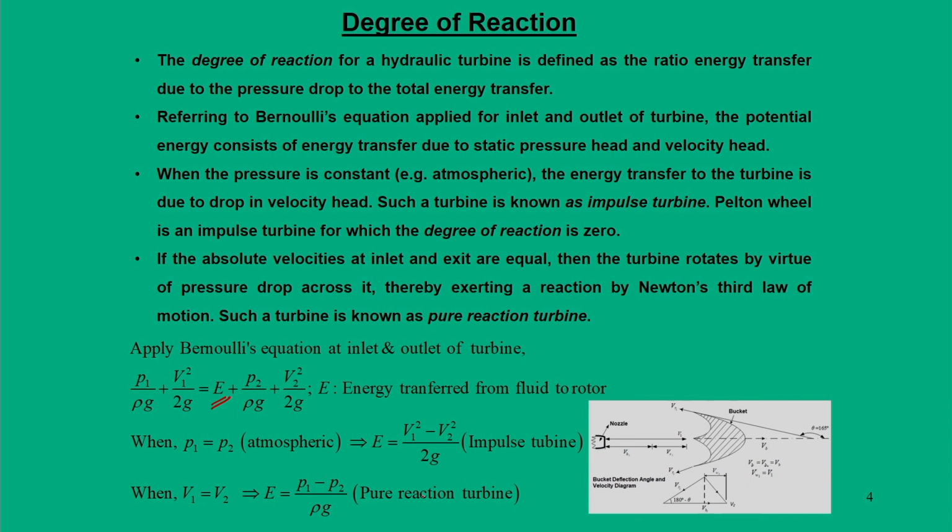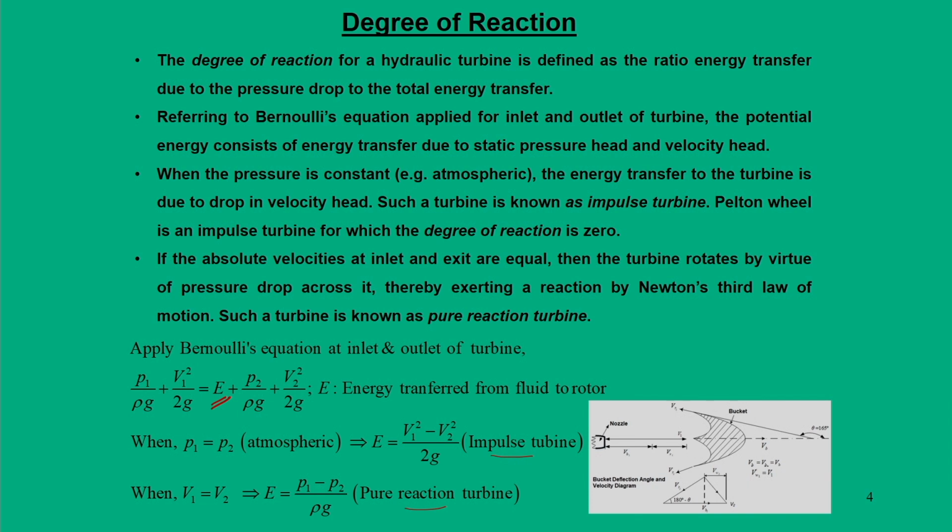Ideally this is called a pure reaction turbine, but in our basic structure of turbine manufacturing, we cannot have a pure reaction. Although we can have a complete impulse turbine as you see in the Pelton wheel, a pure reaction turbine is not possible. So, there has to be some compromise between velocity head as well as pressure head, and such turbines we call mixed flow turbines.